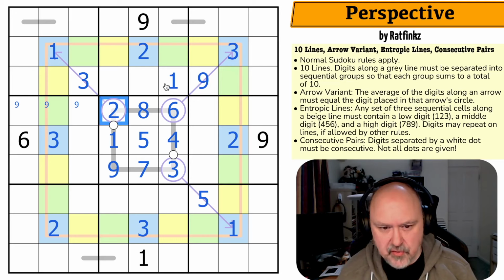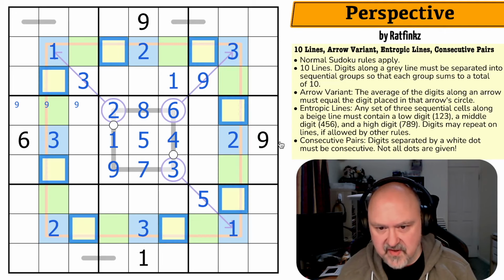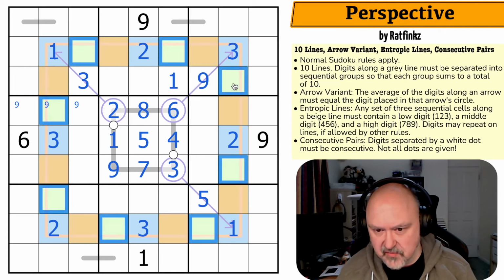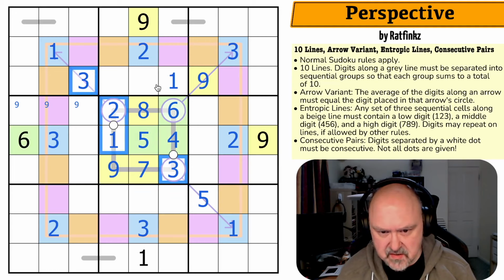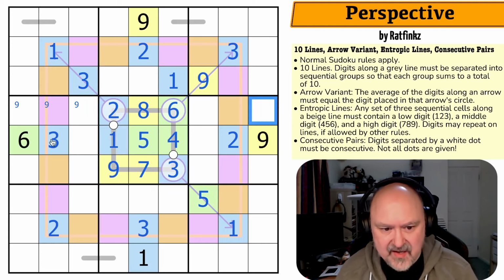And I still don't know which of yellow. What I'm actually going to do is I'm going to select all of the yellow and make them orange. I'm going to select all of the green and make them purple. And then I'm going to mark all of the high digits as yellow, all of the middle digits as green, all of the low digits as blue, this is green, and see if I can see anything. Yeah, these are high.